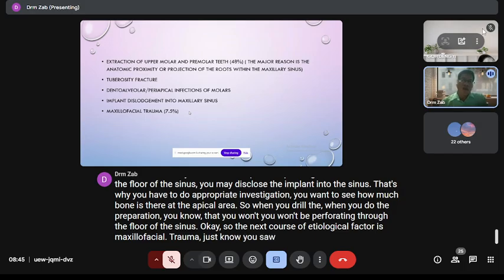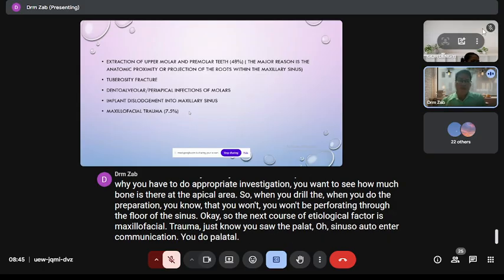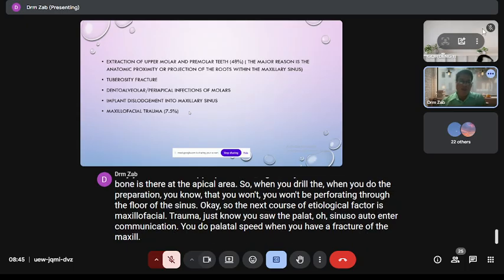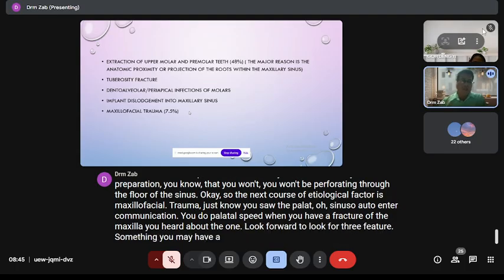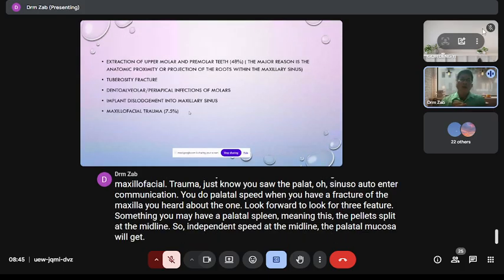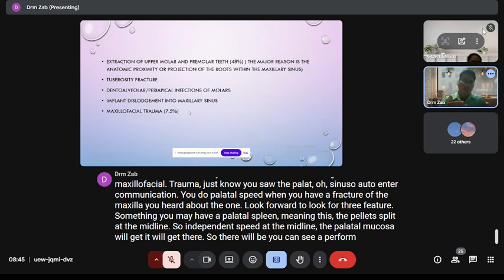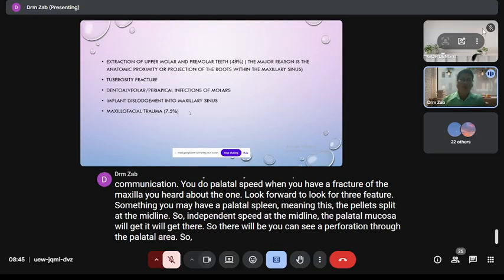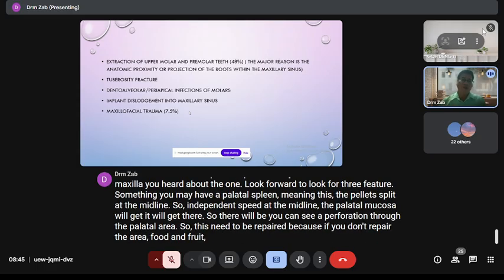Just now you saw the palato-sinusal oro-antral communication due to palatal split. When you have a fracture of the maxilla, you heard about Le Fort 1, Le Fort 2, Le Fort 3 fracture. Sometimes you may have a palatal split, meaning the palate splits at the midline. So when the palate splits at the midline, the palatal mucosa will tear. So you can see a perforation through the palatal area. So this needs to be repaired, because if you don't repair the area, food and fluid will go into the perforation, and then it will cause so much problem.